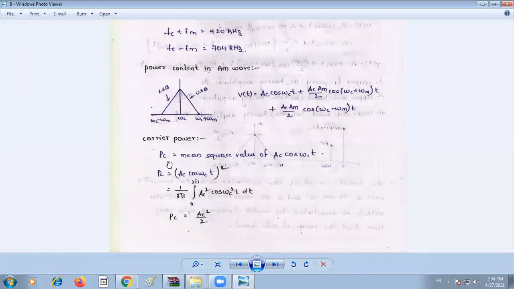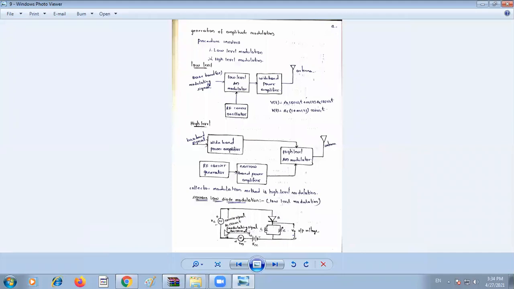Now the carrier power PC is the mean square value of AC cos omega C t. AC cos omega C t is the carrier signal, and its mean square value is the carrier power. That is, PC is AC into cos omega C t whole squared, that is 1 by 2 pi integral from 0 to 2 pi of AC square cos square omega C t dt. This is the mean square value, and it equals AC square by 2. That is the carrier power: PC is equal to AC square by 2. Okay, now that is one problem.